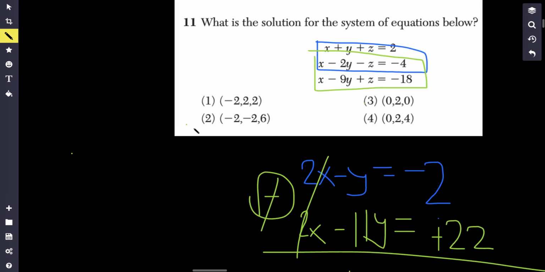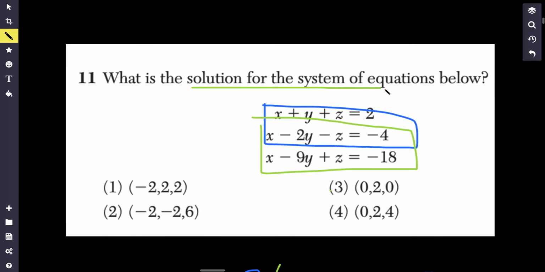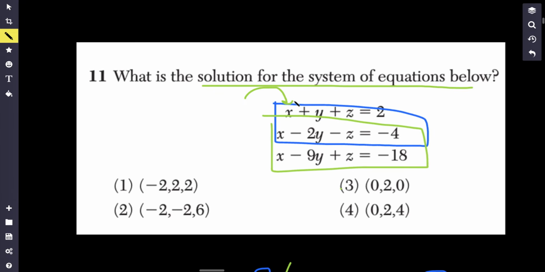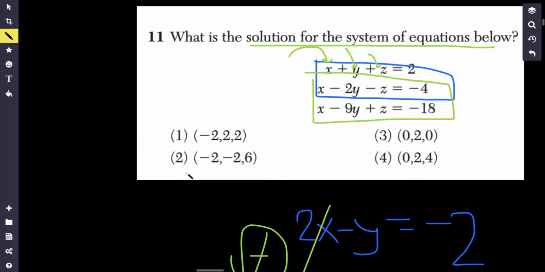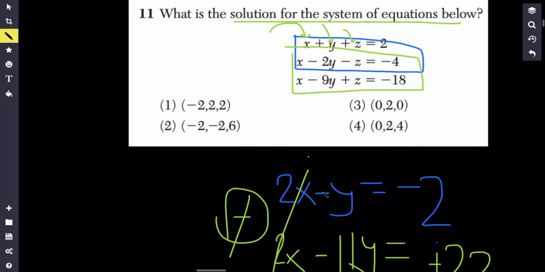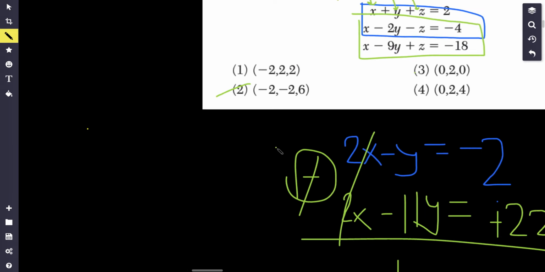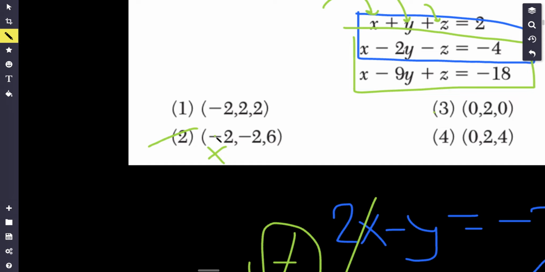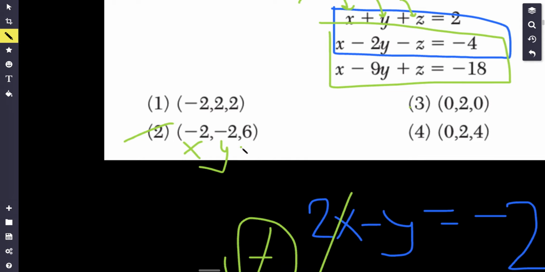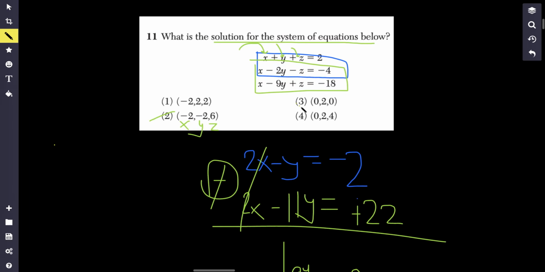Now immediately, wait, whoa. What is the solution for the system of linear equations below? There are 3 variables to this system of linear equations, meaning that there has to be 3 values for it. And you can immediately see that it can't be answer choice number 2, because answer choice number 2 is saying that our x value is equal to negative 2, our y value is equal to negative 2, and our z value is equal to 6. But our y value we said is equal to 2. So that can't be the answer.